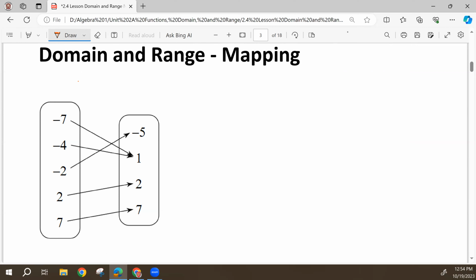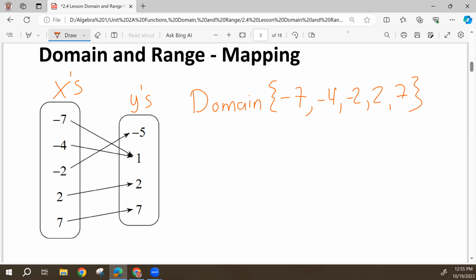So here we do have a function, because all the x values only go to one y value. The domain are all the x values. That's these ones right here. These are the y's. And we'll list them from smallest to biggest. In this case, -7 is the smallest. It's the most negative. And they're listed in order. That's my domain.